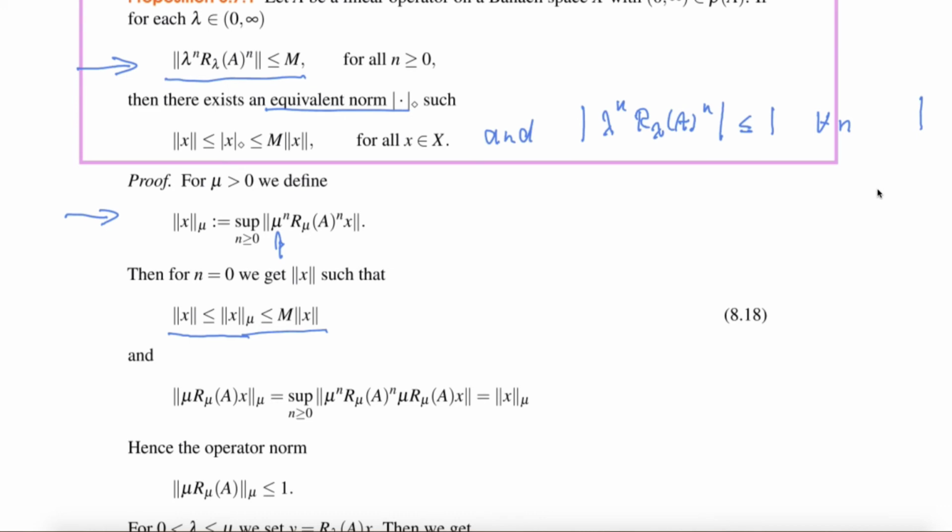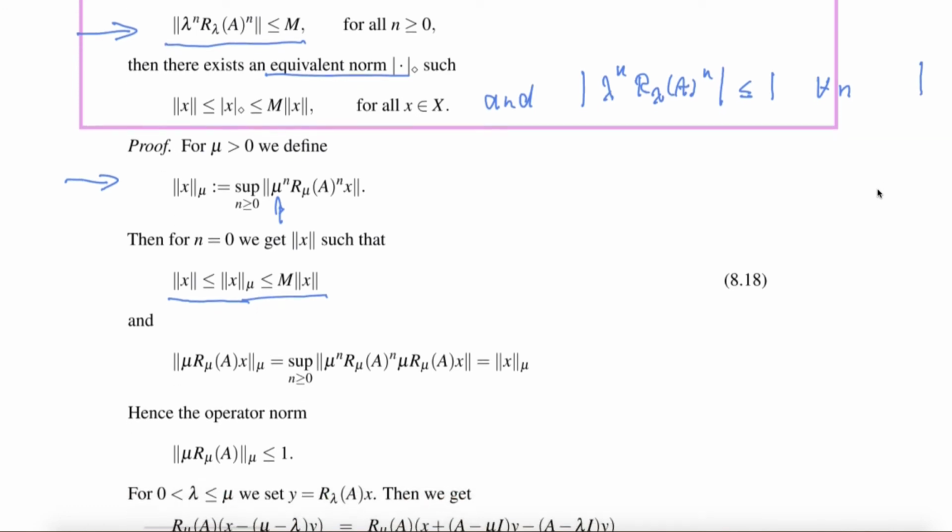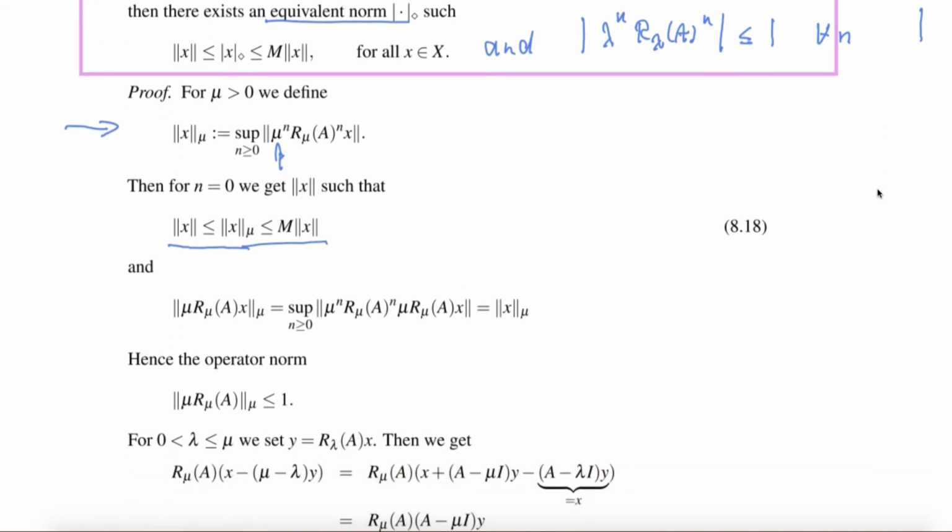So we know already that the mu norm is an equivalent norm. But we still want to pass to the limit. And so what I do next is I show that all these mu norms are less or equal to 1. Okay, I start with this operator R_mu A, and I apply it to x in the mu norm.